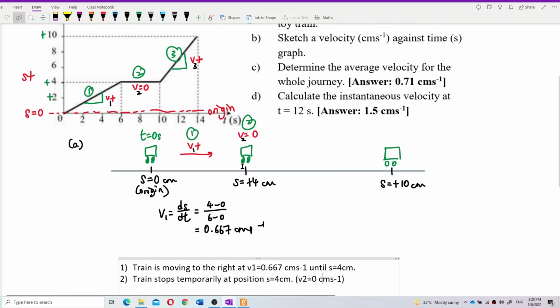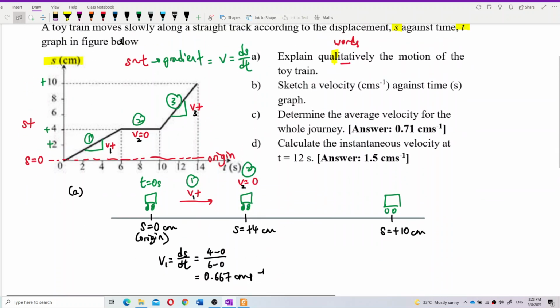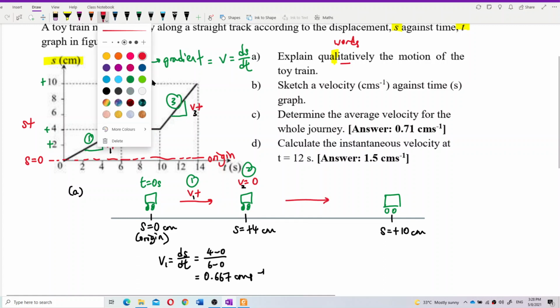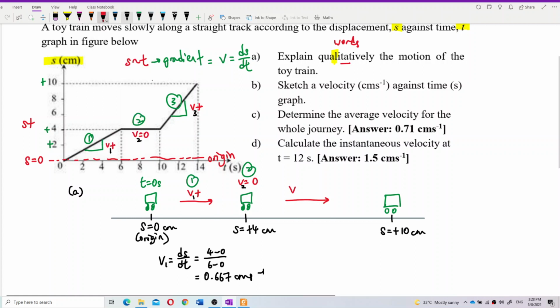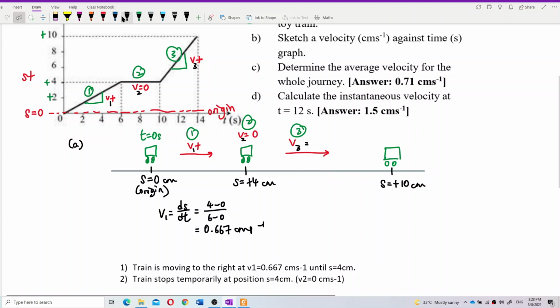For the third part, it's moving to the right again because the gradient is positive, the velocity is positive. At what velocity? We need to find out what the velocity is over here. This is the third part. So let's find out the velocity.